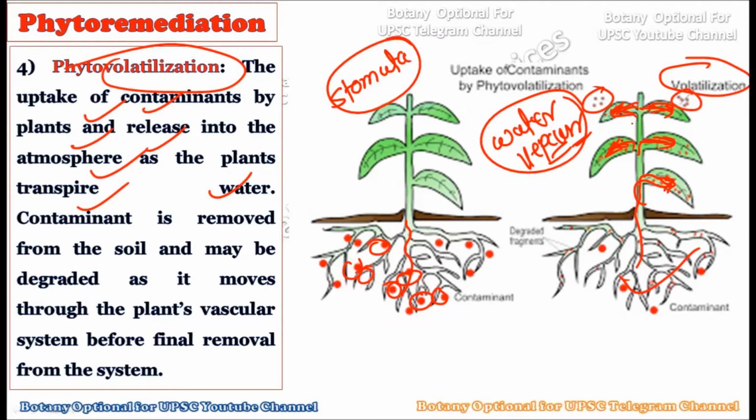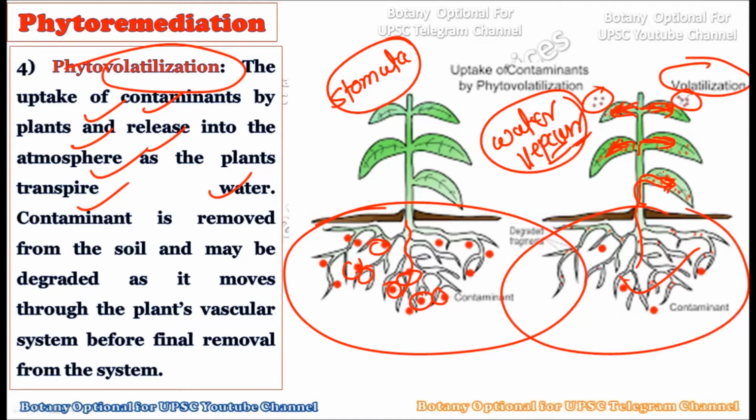Okay, so in phytovolatilization, whatever pollutants are present within the soil are readily taken up by the plant and transported to the leaf, and through the leaf, through the process of transpiration, they will volatilize into the environment. See, the contaminants are removed from the soil and may be degraded as they move through the plant's vascular system before finally being removed from the system.